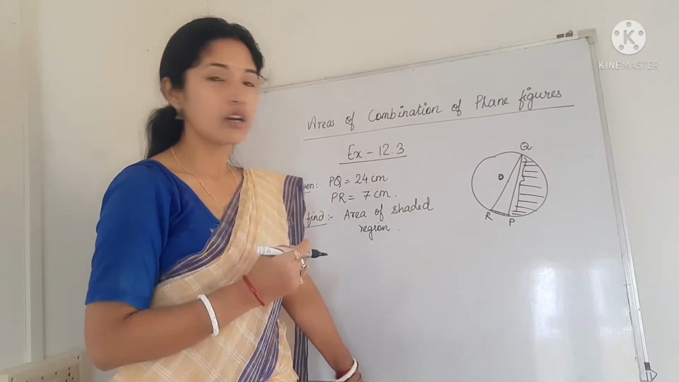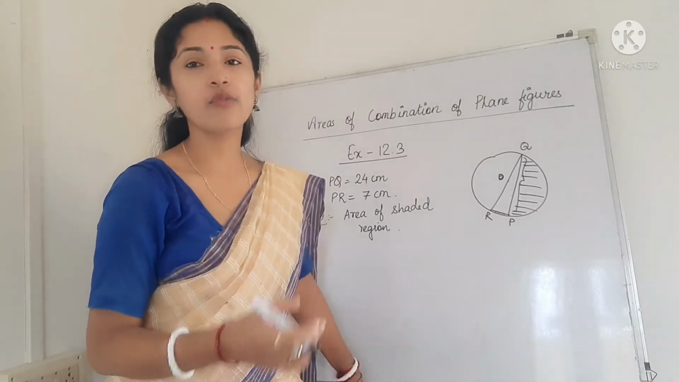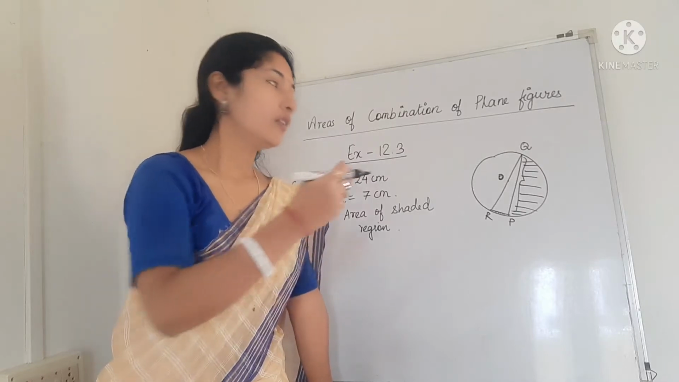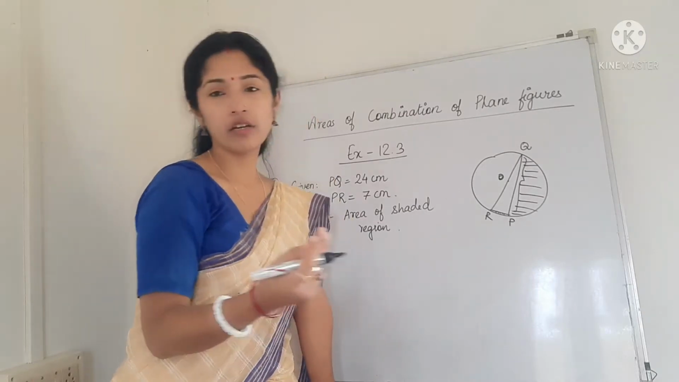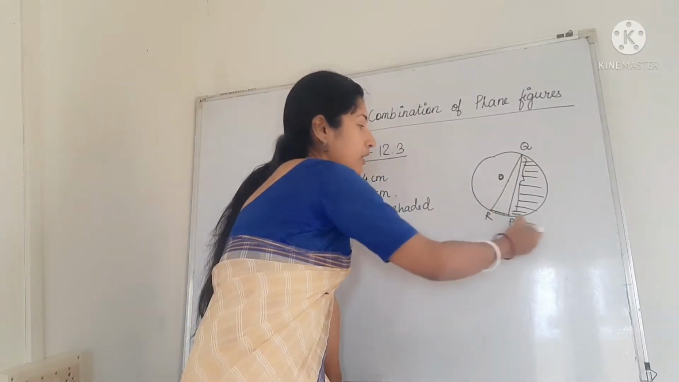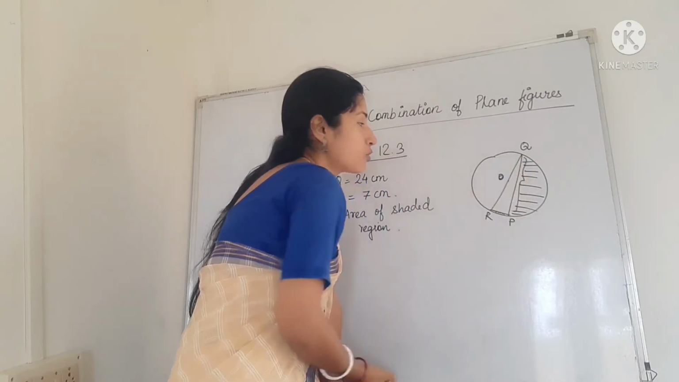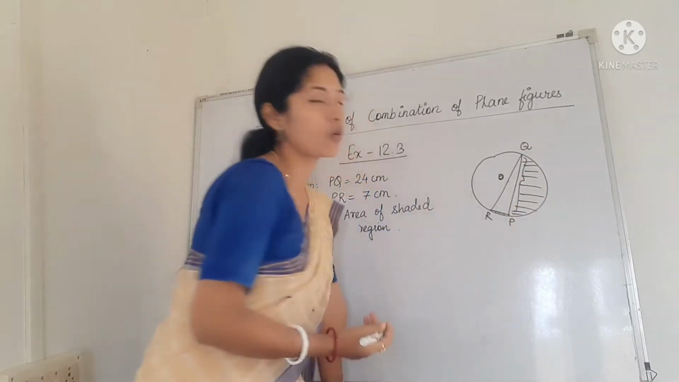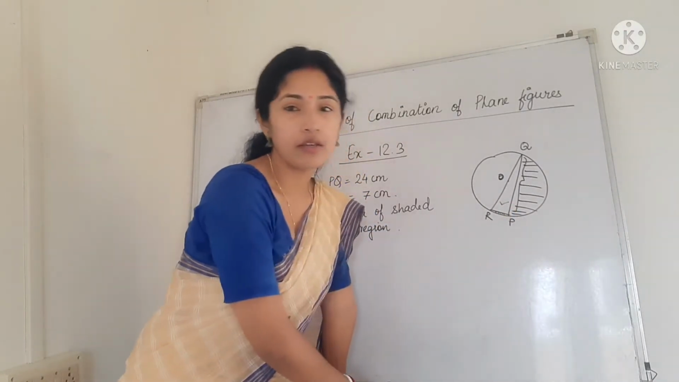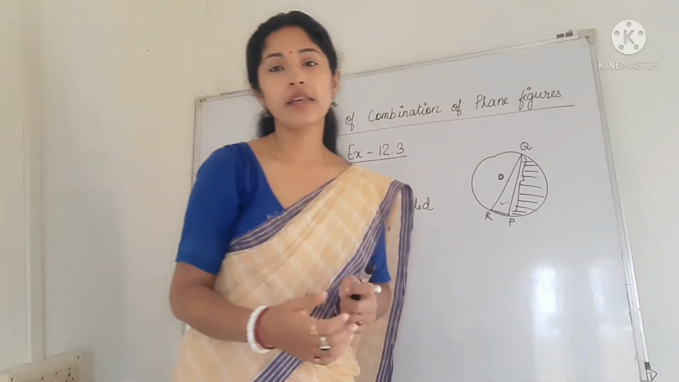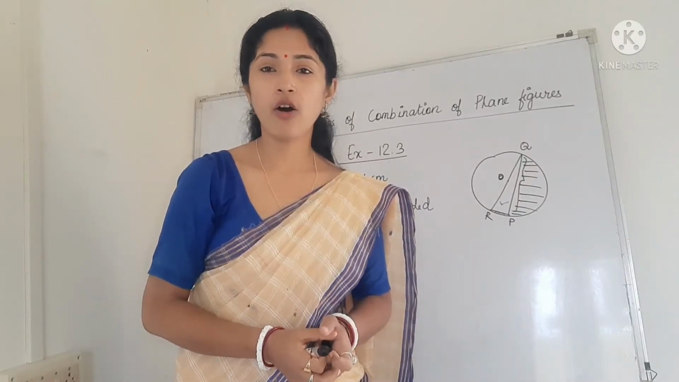You can see here the shaded part is not an exact plane figure. We know circle, we know triangle, we know many types of quadrilateral, but this shaded region has no particular size or shape. So how can we find the area of the shaded region? You can see here a semicircular region is there, and one triangle is present, QRP. So if we first find the area of the semicircular part, and the area of the triangle QRP, and then subtract the area of the triangle from the area of the semicircular region, we can easily find the area of the shaded region.